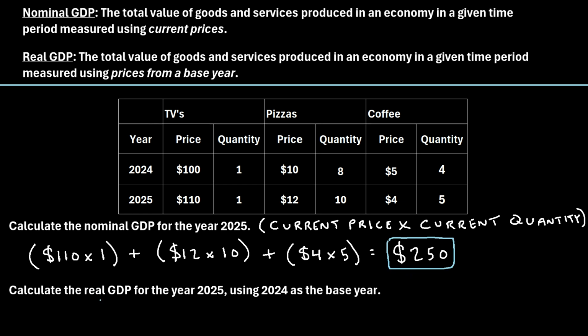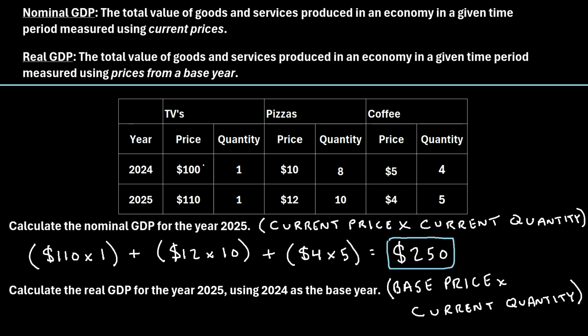Now let's check out this next question. Calculate the real GDP for the year 2025 using 2024 as the base year. So when we go to calculate this real GDP, we're still going to use the current quantity for each good, but we're going to use the price from 2024. So I'll write that down to make it obvious. So we're using the base price times the current quantity. So let's go ahead and calculate the real GDP.